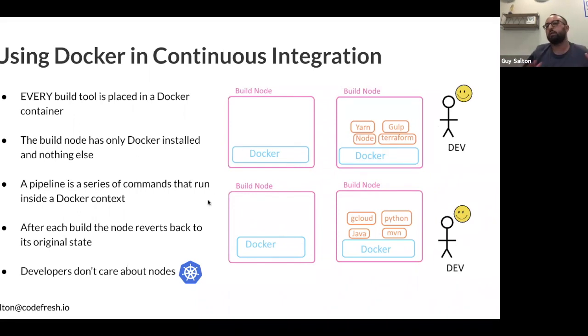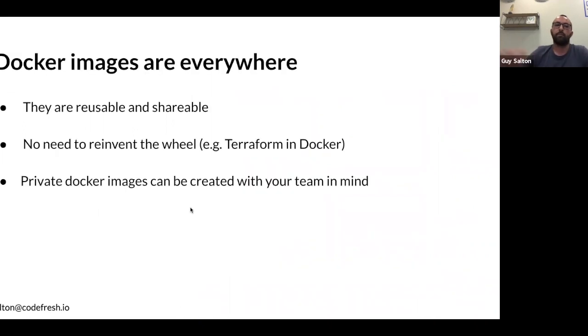And I know that sometimes this might not be completely clear yet, but once we jump into the demo, it might make more sense. Another advantage of Docker images is that they are everywhere. They're reusable, they're shareable. You can get public ones in Docker Hub or in other public Docker registries. You don't need to reinvent the wheel.